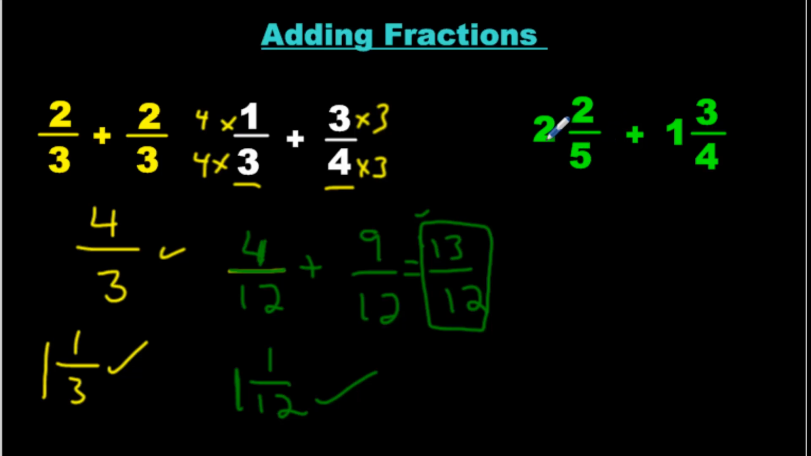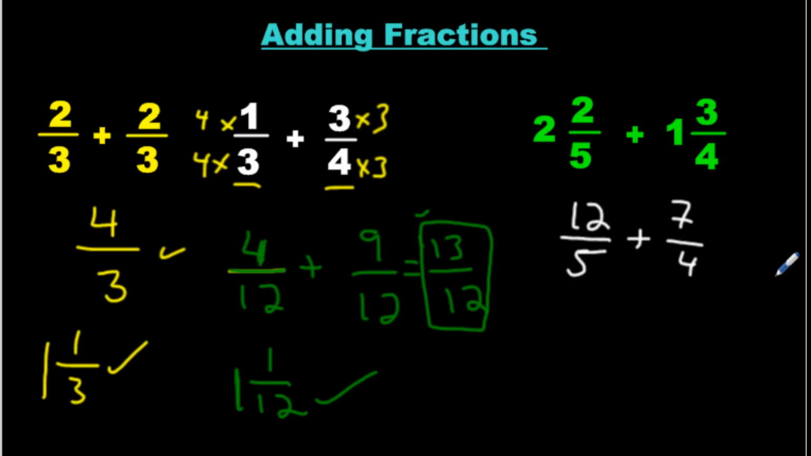5 times 2 plus 2 makes what? 10, 12. So this becomes 12 over 5. And this becomes 4 times 1 plus 3 is what? 7? 7 over 4. Now look at the denominators. We did step 1. We turned them into improper fractions. Now we can worry about those denominators. 5. Now count by 5s with me. 5, 10, 15, 20. How about 4s? 4, 8, 12, 16, 20. Aha, we got our number.